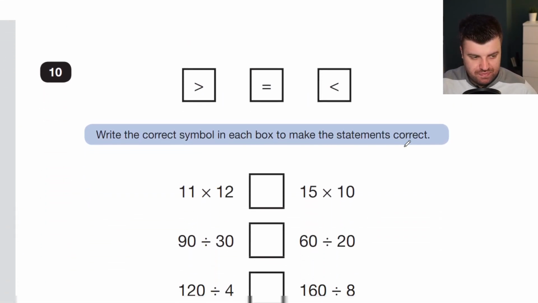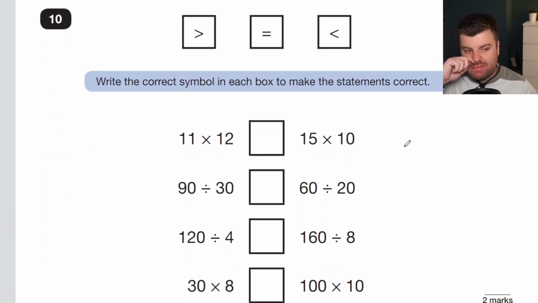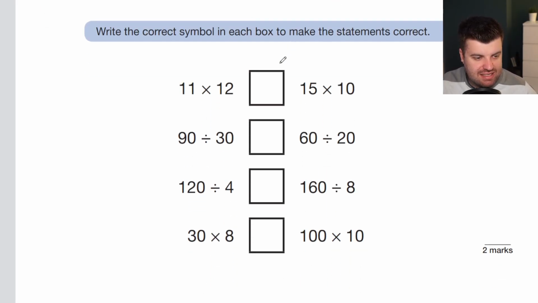Next question. Question 10. Write the correct symbol into each box to make the statements correct. Just work out both sides. Greater than, less than, or equal to. So let's take a look here. 11 times 12 is 132. 15 times 10 is 150. Therefore, this is larger. It's just being systematic, guys, one step at a time.